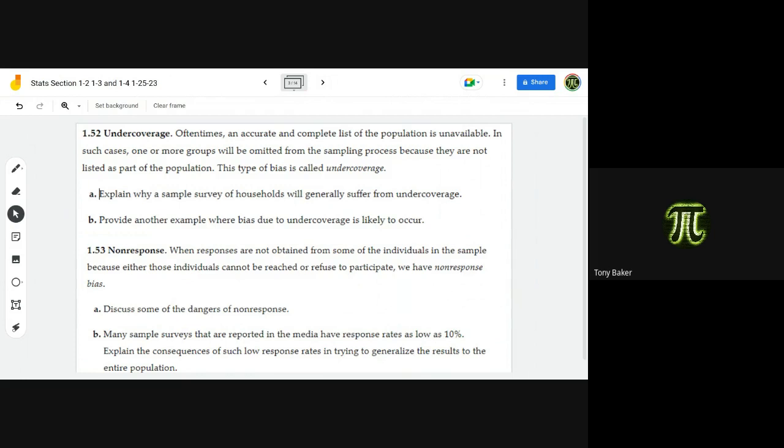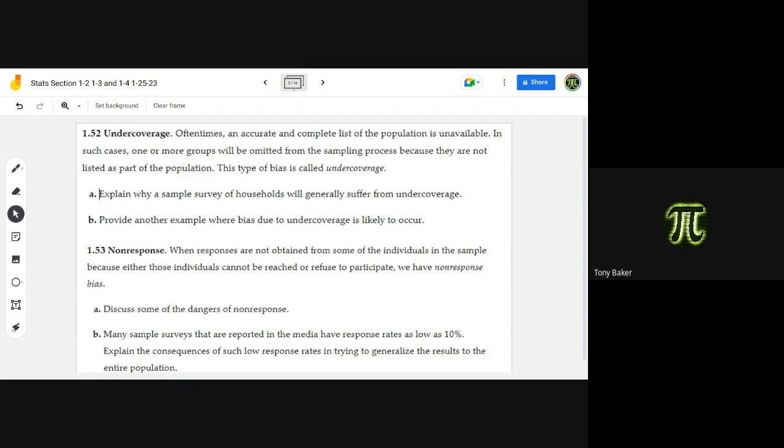If I was going to do a survey of the entire city of Norwich, for example, and I wanted to randomly select people from Norwich to ask questions to, what populations would be underrepresented or undercovered in that situation? What people might be harder to get a hold of? Military, yeah. Members, they might not be around as much. What else?